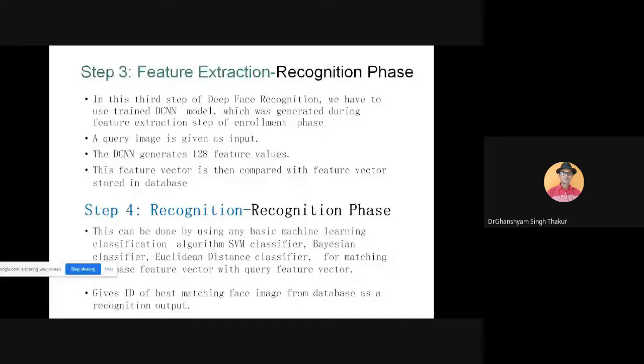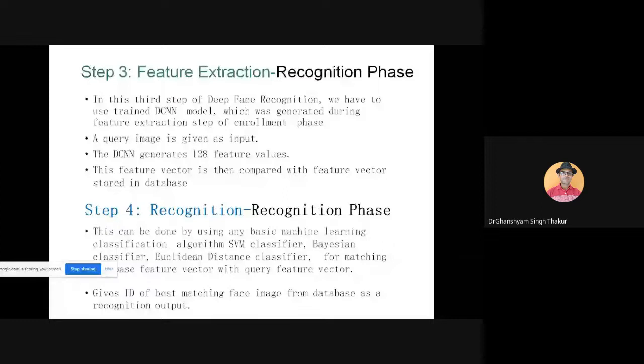Third is feature extraction in the recognition phase. In this third step of face recognition, we use the DCNN model which was generated during the feature extraction step of the enrollment phase. The query image is given as input, and this DCNN generates feature values, and this feature vector is then compared with the feature vectors stored in the database. In step four, recognition, this can be done using any basic machine learning classification algorithm like an SVM classifier or another basic classifier.